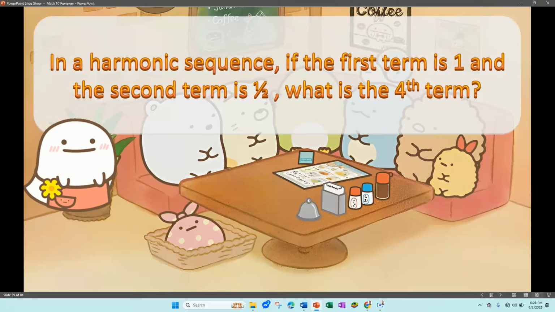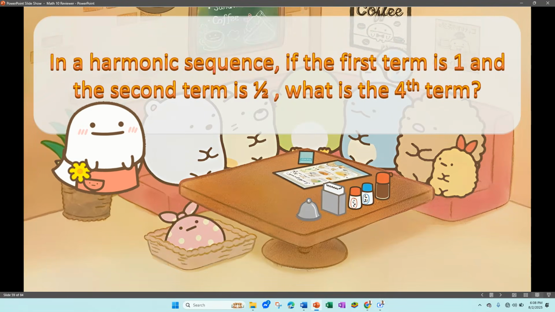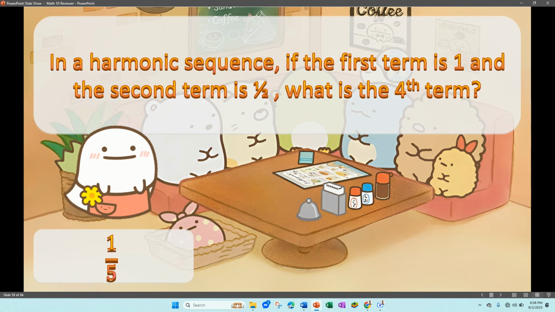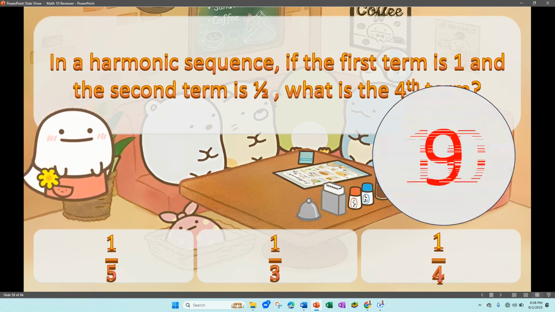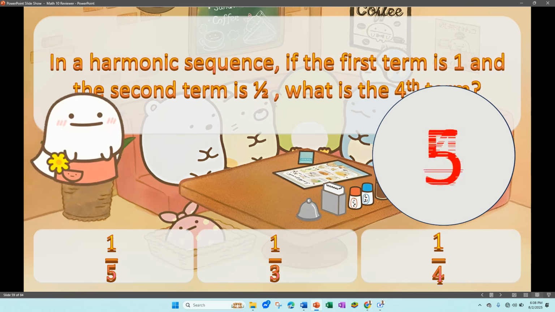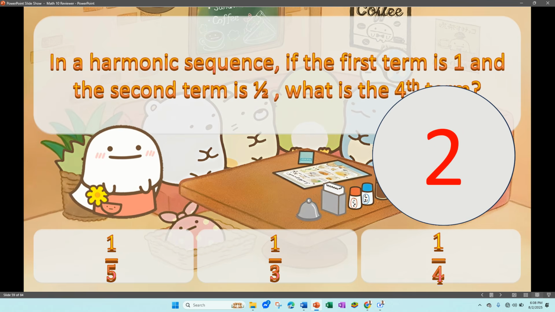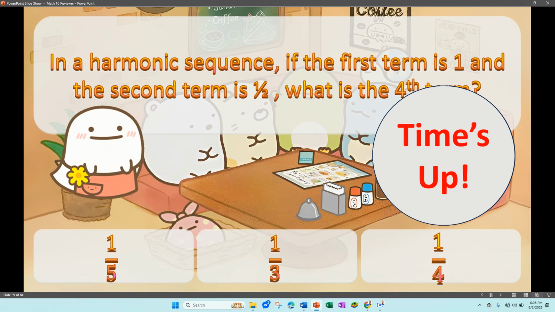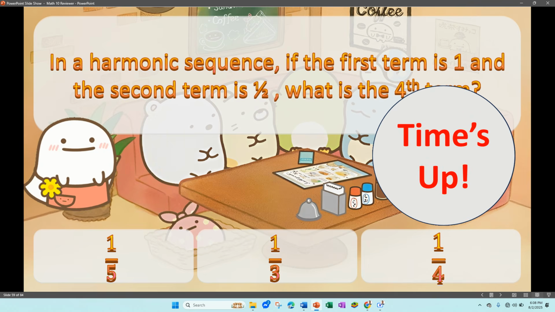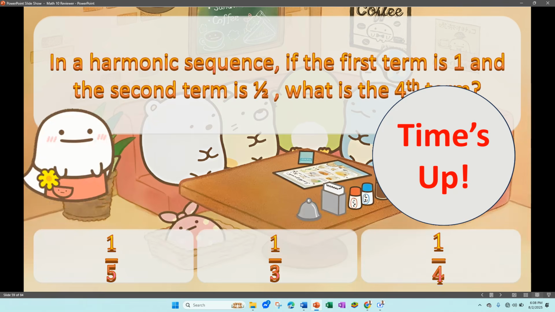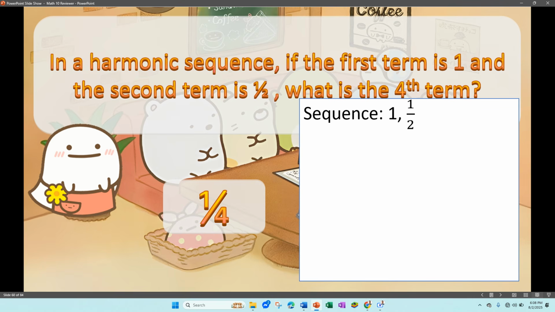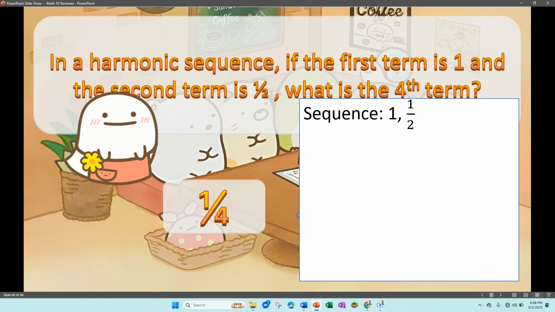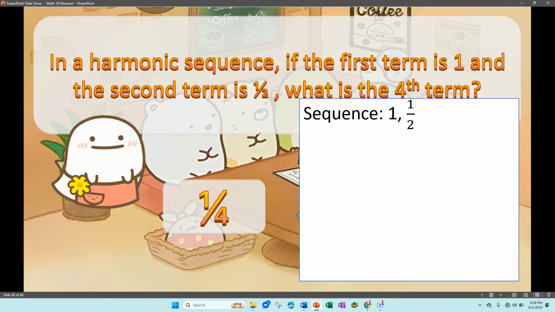In a harmonic sequence, if the first term is 1 and the second term is 1 half, what is the fourth term? 1/5, 1/3, or 1/4? 10 seconds, go. Okay, time is up. So dito sa question na to, hinahanap po natin yung fourth term and the sequence is harmonic. So gamitin po natin yung formula natin kanina. By the way, the sequence are 1 and 1 half. So the answer is 1/4.